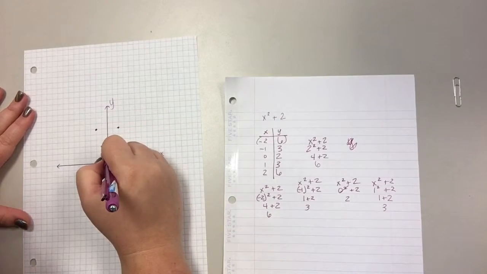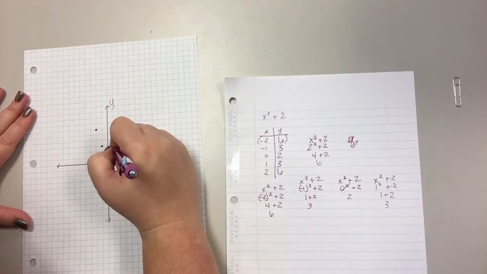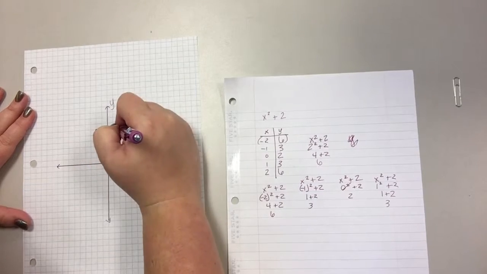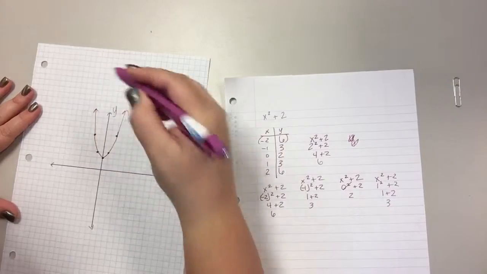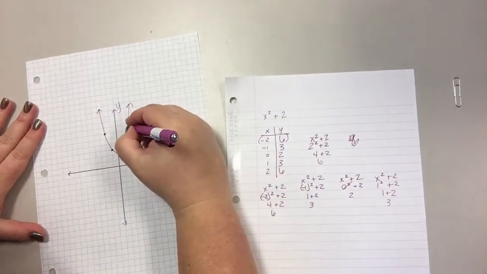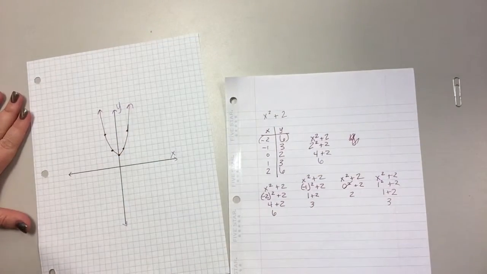This shape that you have just created is not a V, but it is a very narrow U. So when you go ahead and connect those dots, draw the lines, this is called a parabola. That is your first street.